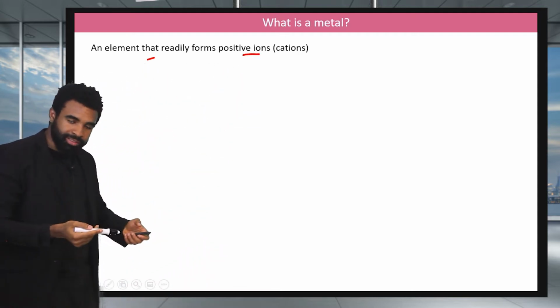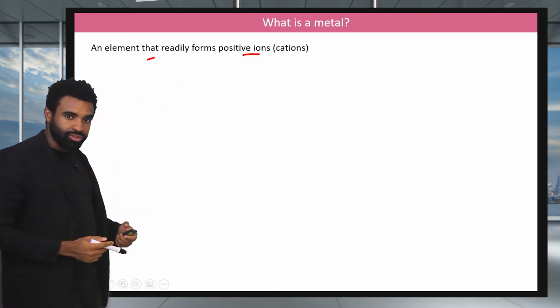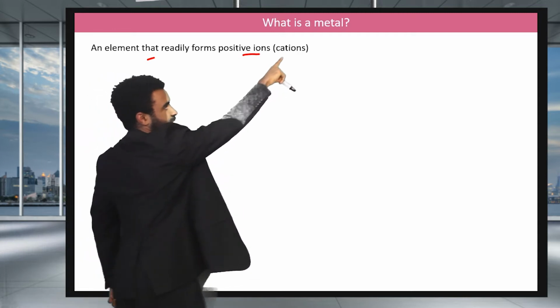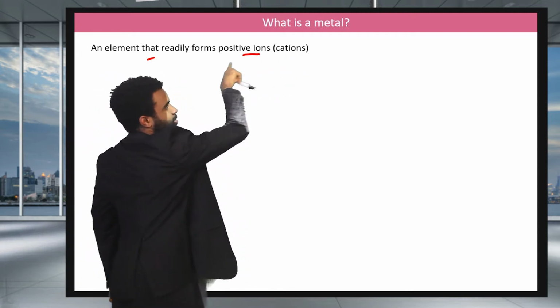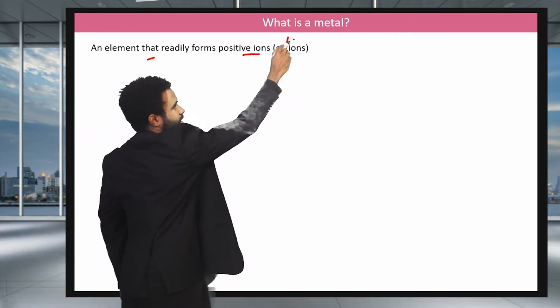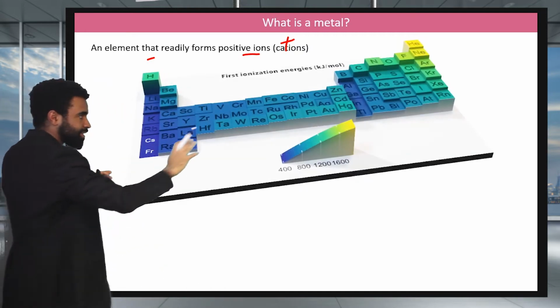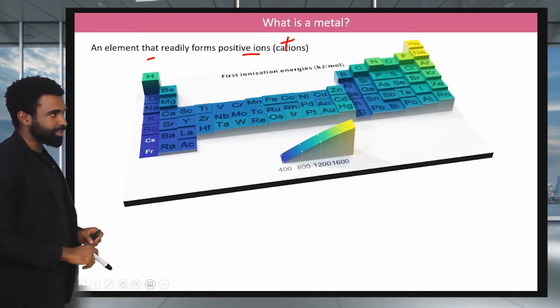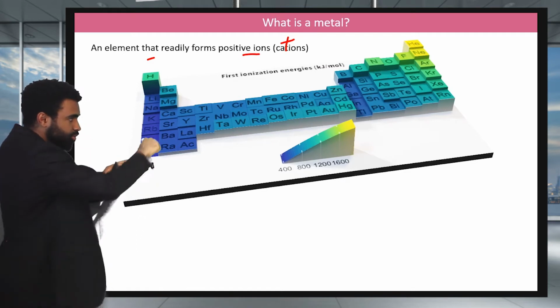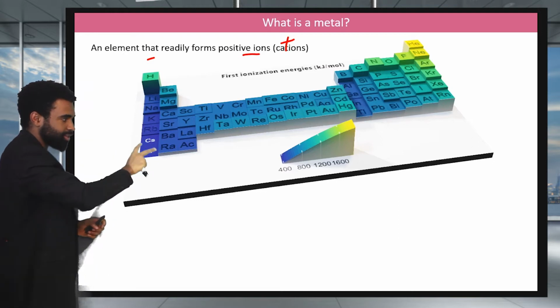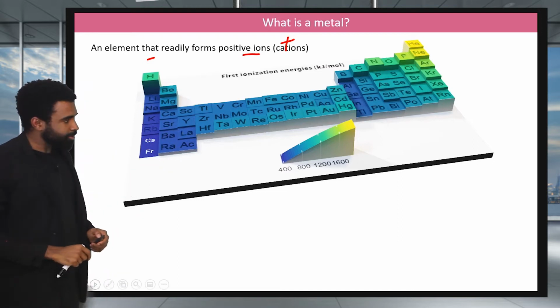How do you form a positive ion? By losing an electron, by losing a negative charge. And like I always say, to remember that cation is positive, you can think that the T there looks like a plus sign. So now if we look at this picture, what is this picture showing us? It's showing us how easy it is to remove electrons. The first ionization energy is how easy it is to remove an electron from these atoms.